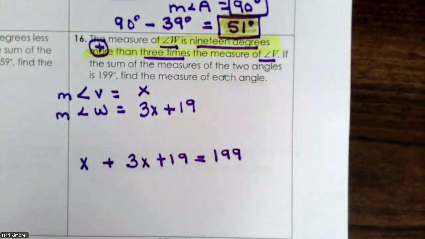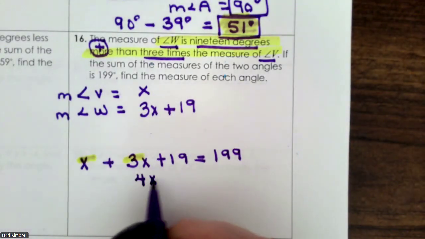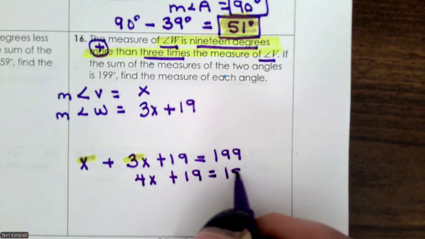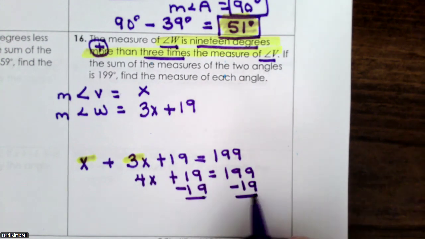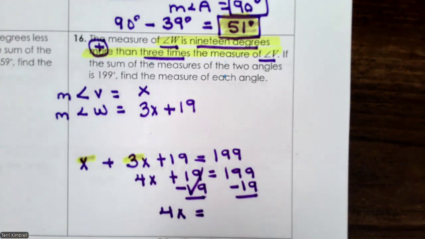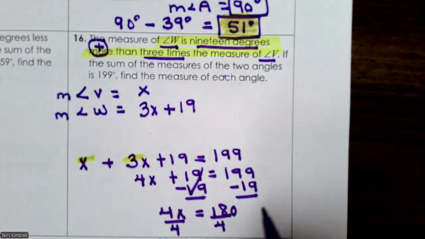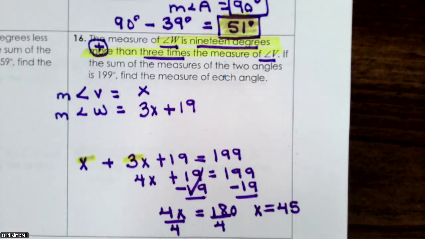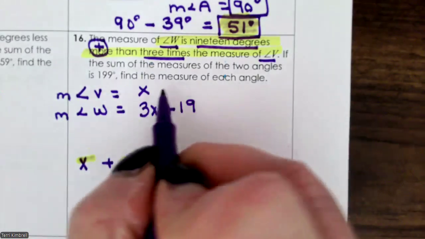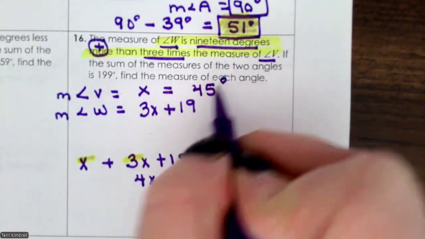So now we're ready to solve. So on the left side, we have 4 x's. I subtract 19. That's going to give me 180. Divide by 4. And we get 45 for x. Now it says find the measure of each angle. So that tells me angle V is 45 degrees.